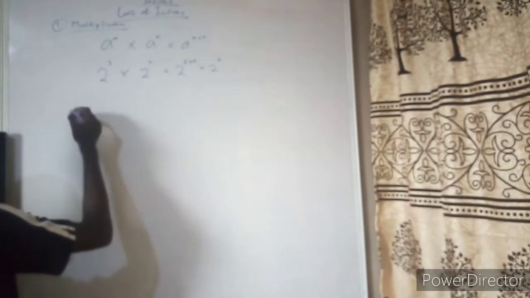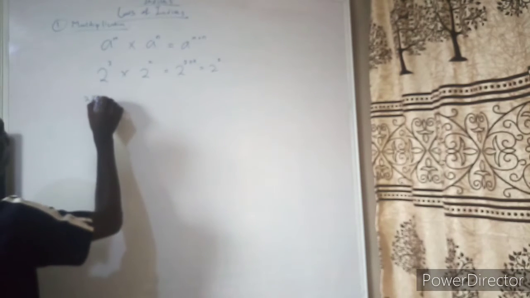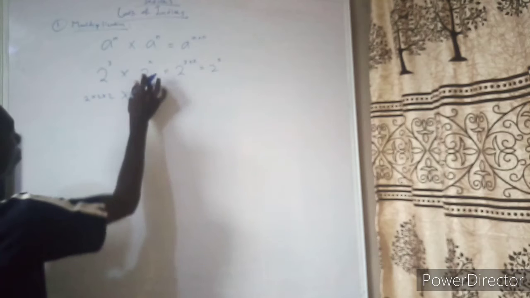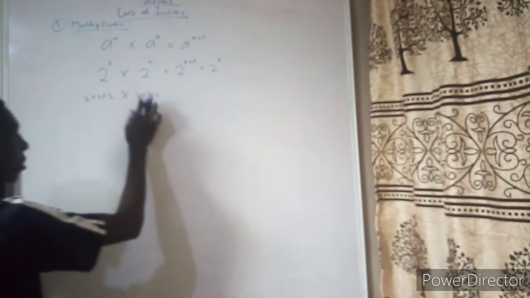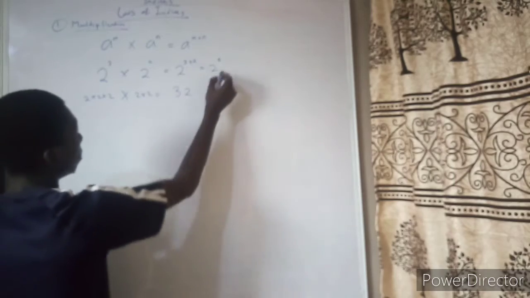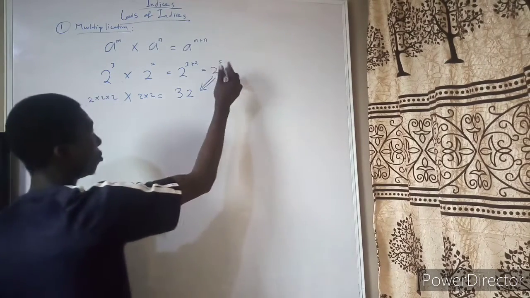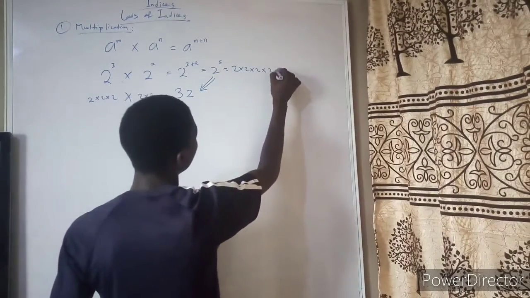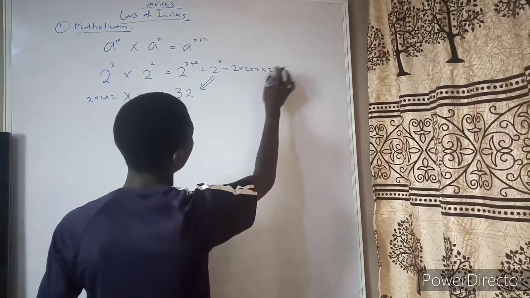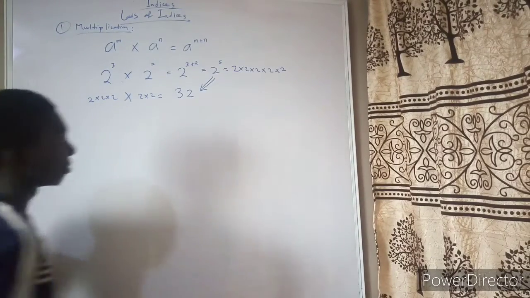If I do it individually, 2 raised to the power 3 is 2 times 2 times 2, and 2 raised to the power 2 is 2 times 2. 2 times 2 is 4, times 2 is 8, times 2 is 16, times 2 is 32. This is also equal to 2 times 2 times 2 in 5 places: 1, 2, 3, 4, 5. So they are equal.